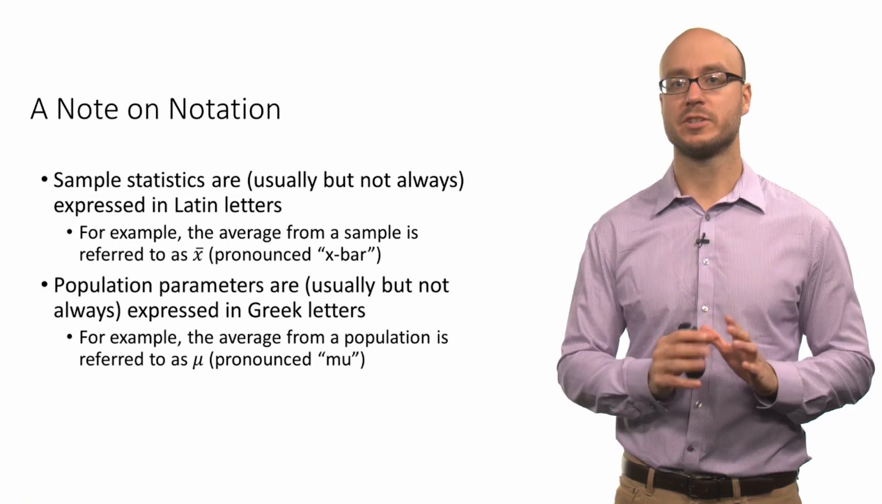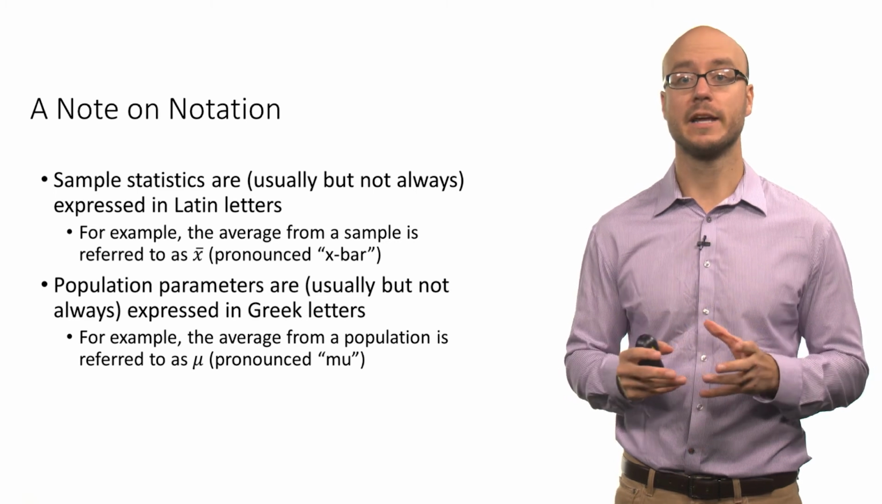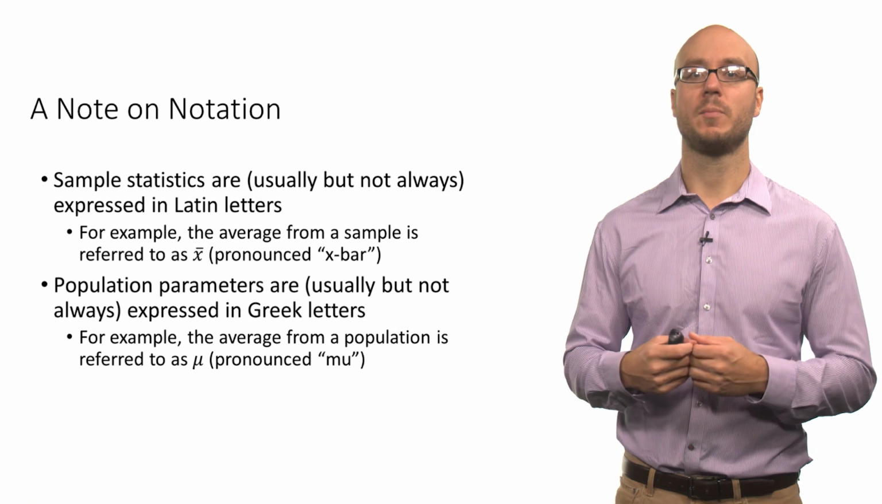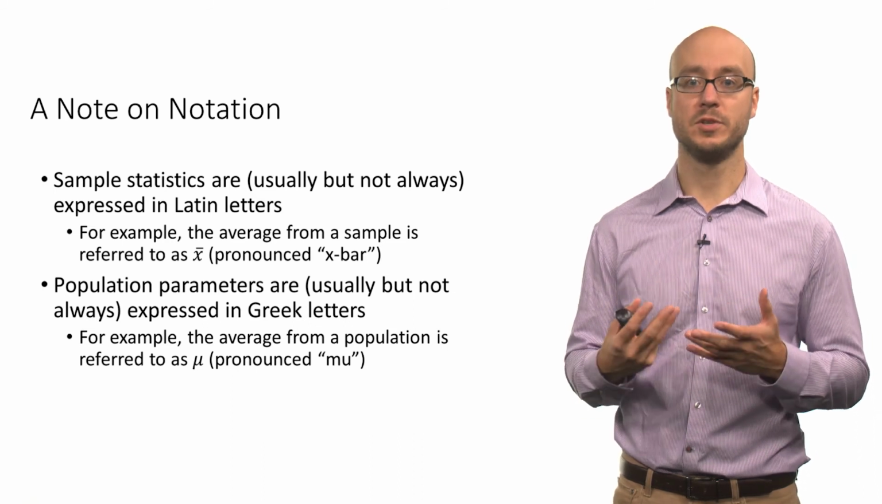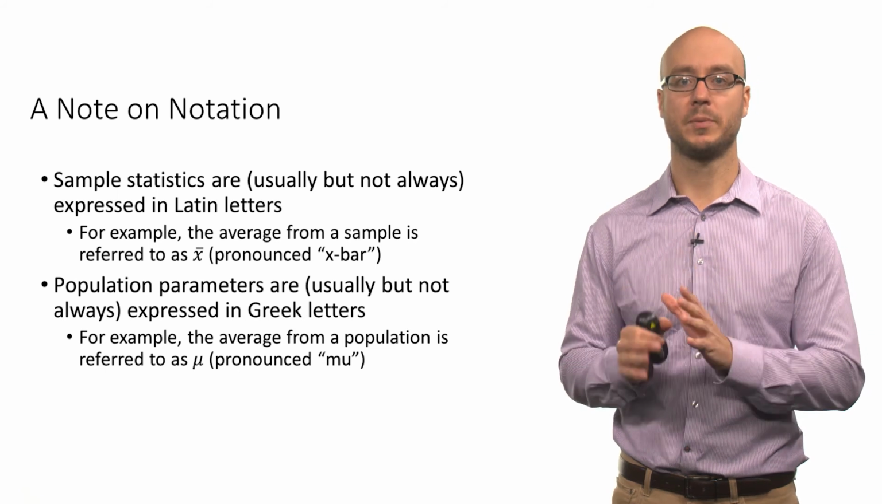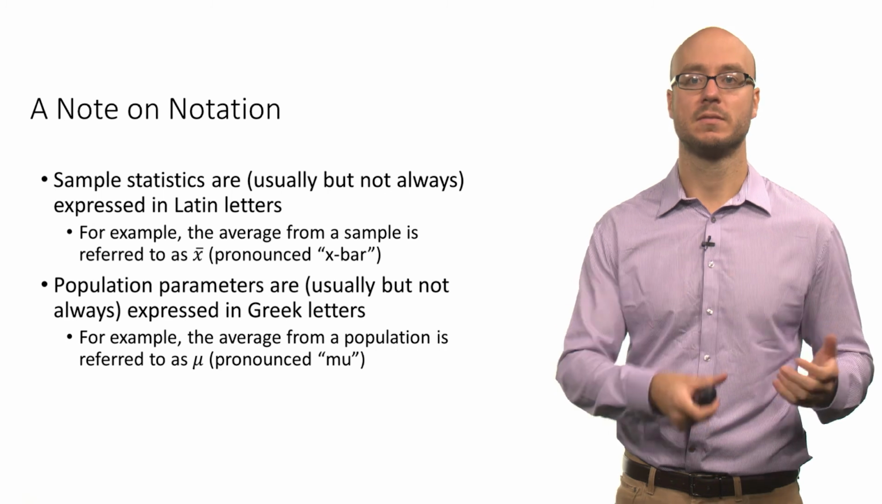Population parameters, in contrast, are not expressed in Latin letters, but are generally expressed in Greek letters. So for example, the average from a population is referred to by the Greek letter mu. It's pronounced mu. So you can see that we like to, in general, distinguish between population parameters expressed in Greek letters and sample statistics expressed in Latin letters.